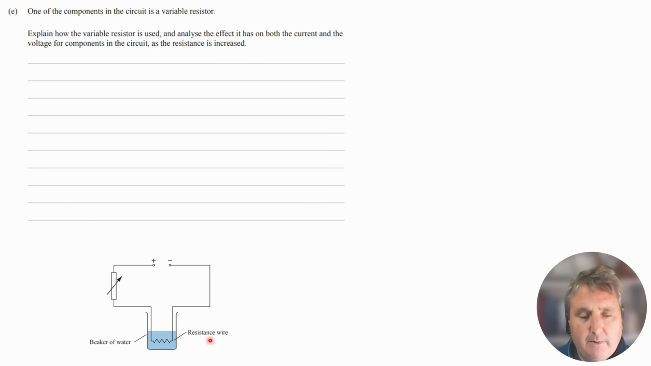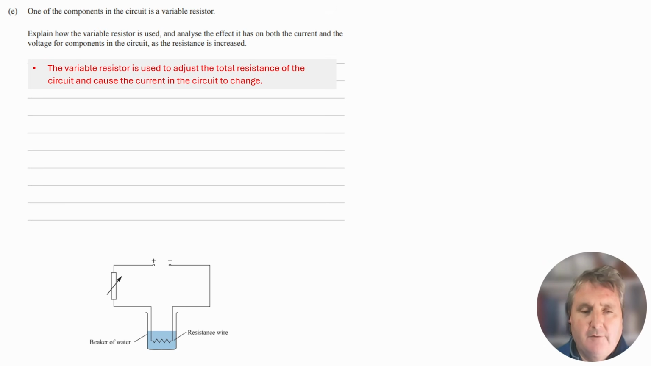What also happens, if we increase the total resistance of the circuit, then we make it harder for the current to move around the circuit. We reduce the current. So here's what we can say. We can say the following. The variable resistor is used to adjust the total resistance of the circuit to cause the current of the circuit to change.